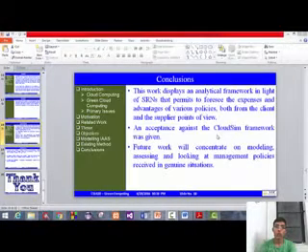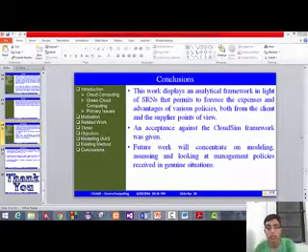Now we are moving to conclusions. This work presents an analytical framework based on SRNs that allows predicting the costs and benefits of various policies, both from the client's and the provider's points of view. A validation against the cloud system framework was given. Future work will concentrate on modeling, assessing, and comparing management policies adopted in real scenarios.